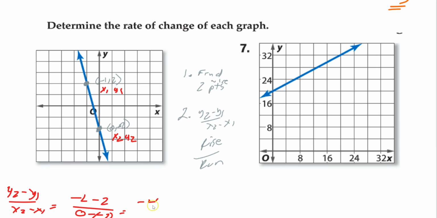Negative 2 minus 2 is negative 4. 0 minus negative 1, 2 negatives make a positive, so just 1. So I get negative 4. Right, just using the same slope. Find 2 points first that cross nicely, and then use the formula.